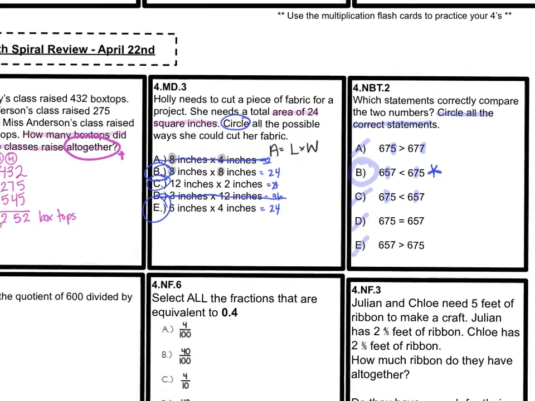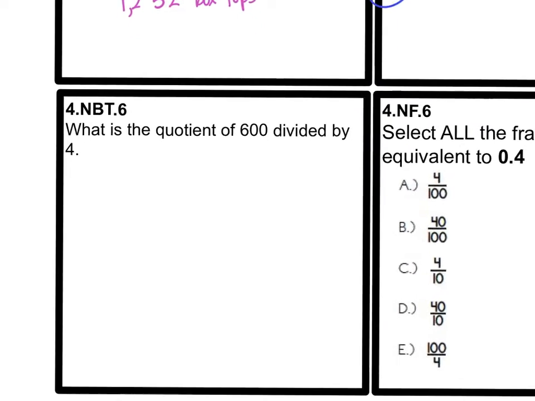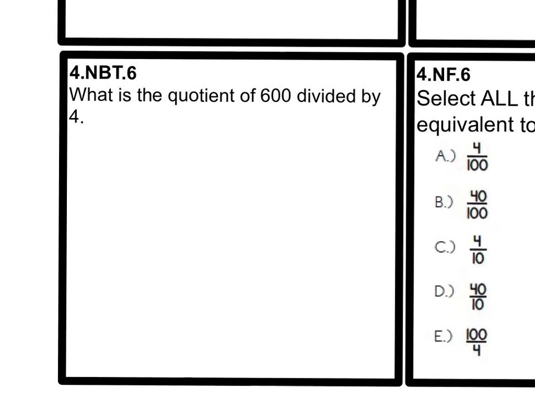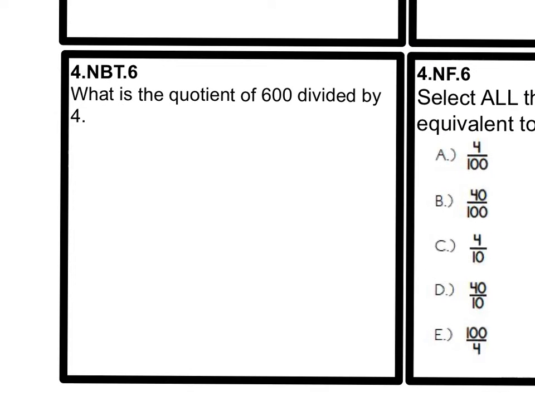All right, we're going through these a little bit quicker today. This next one, what is the quotient of 600 divided by 4? The key word that you had to look for here was this word quotient. Quotient is the answer to a division problem. So all you have to do on this one is go ahead and take 4 and put it into 600. Some of you are used to doing partial quotients and some of you are used to doing the standard algorithm way. I'll go ahead and do partial quotients first and then I'll do standard algorithm.